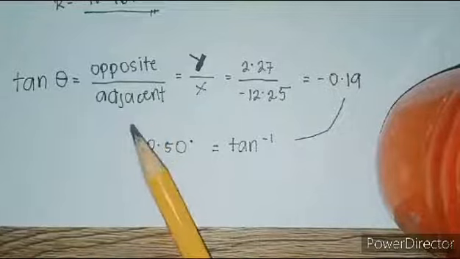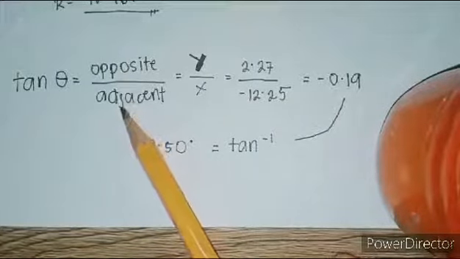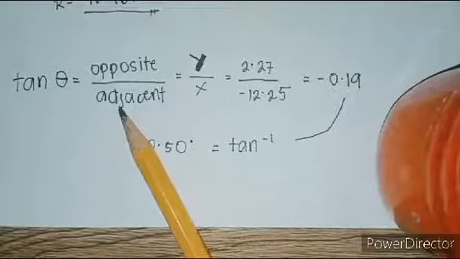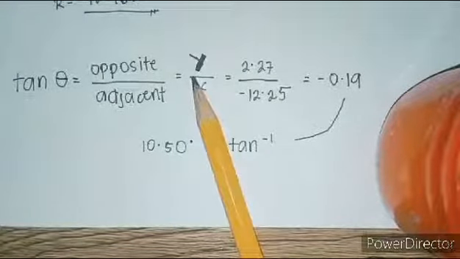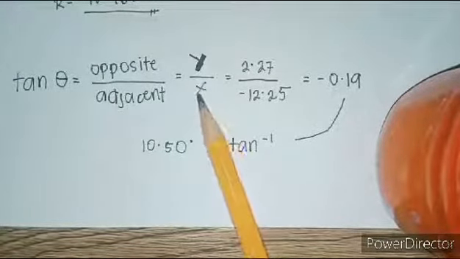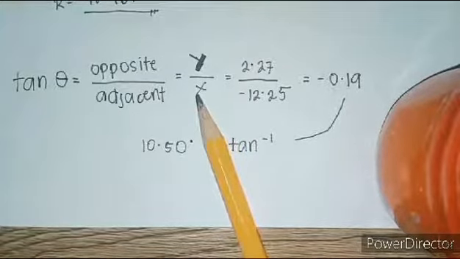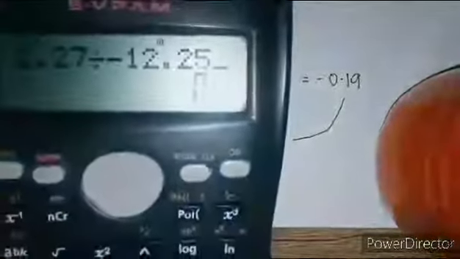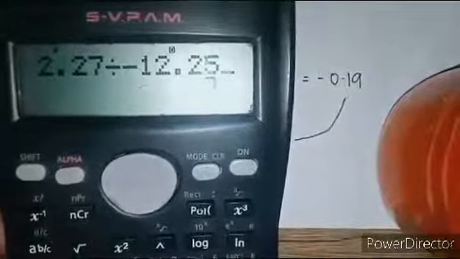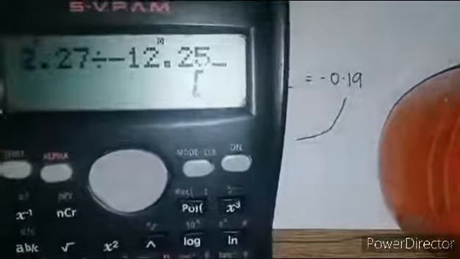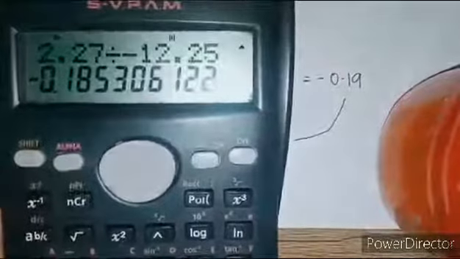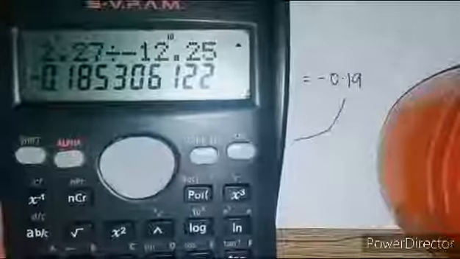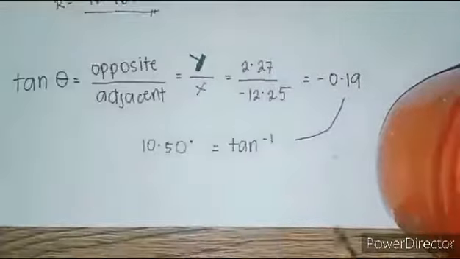And now we are going to get the tan theta. The tan theta is the opposite over adjacent, which is the y over x. The y is the summation of the y component, while the x is the summation of the x component. So we have 2.27 divided by negative 12.25, so we get negative 0.18, and we will round it up, so we get negative 0.19.